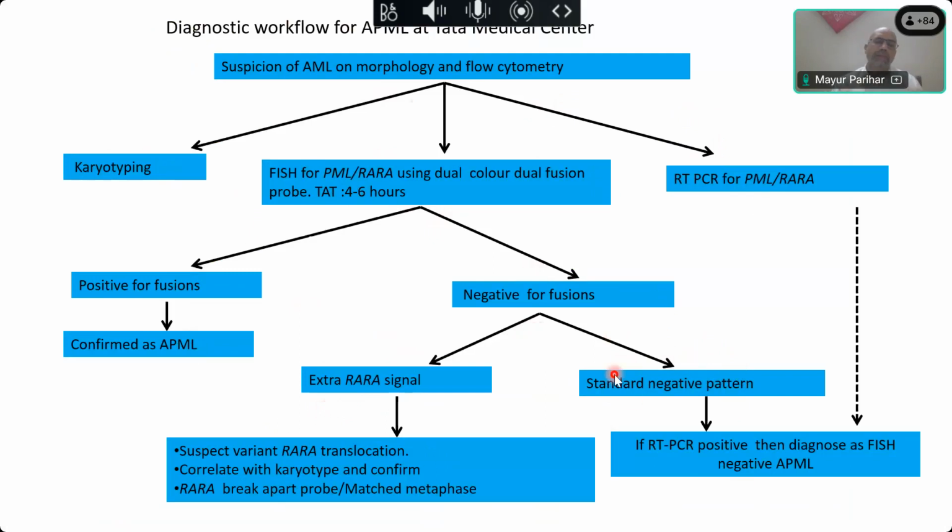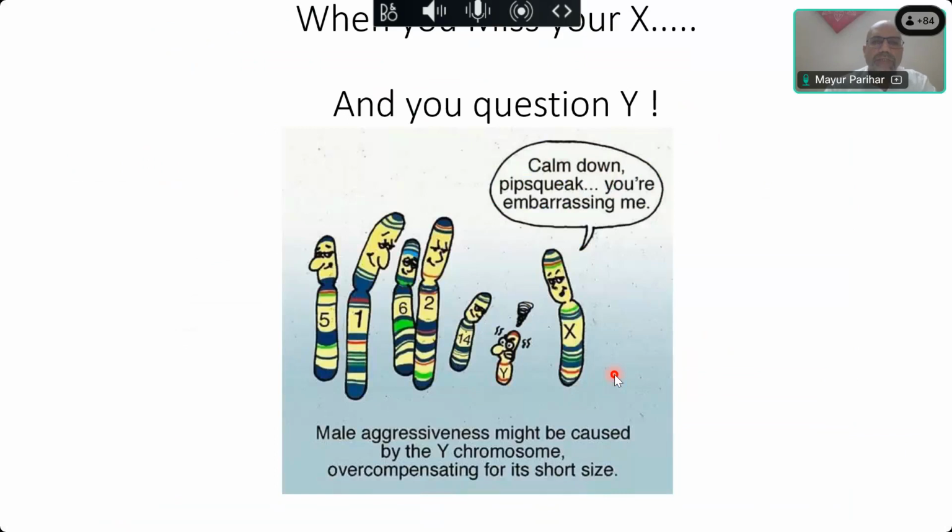So APML, you can get FISH negative as well. One should be aware of it and do not question your strong morphology and flow findings in such patients. So acute myeloid leukemia, cytogenetics only at diagnosis? No, cytogenetics can help you even when you're following up patients with bone marrow transplant.